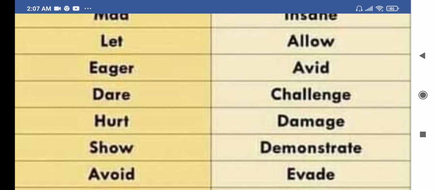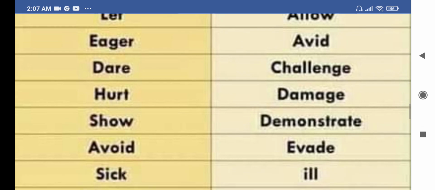Let and allow. Let is very much informal. We most often use this in our spoken English. Allow. Okay, let the boy enter the house. This is informal. And the same thing we can say using allow: allow the boy to enter the house.